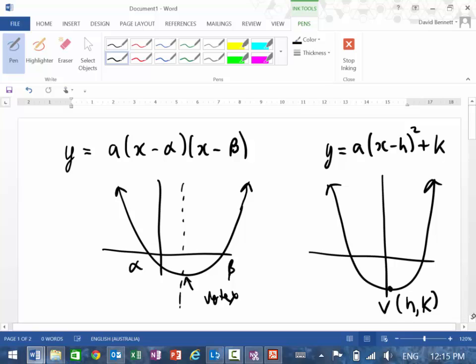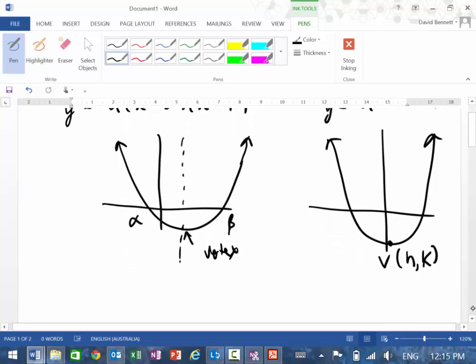Now, with this model over here, the x-coordinate of the vertex is going to be equal to minus b on 2a. Or it's halfway between your two x-intercepts. That's the other way of thinking about that. Alright?